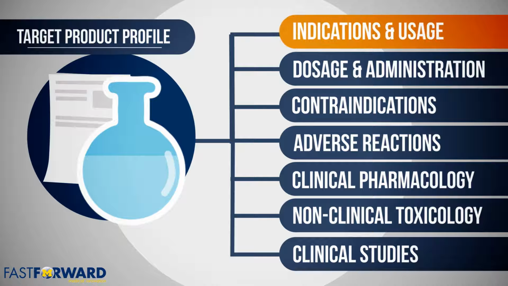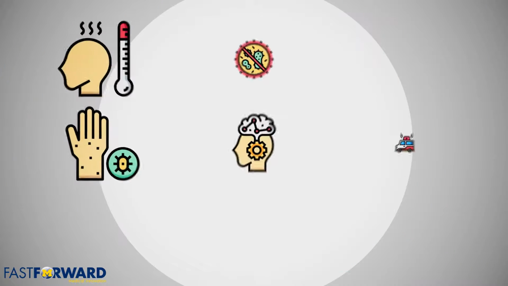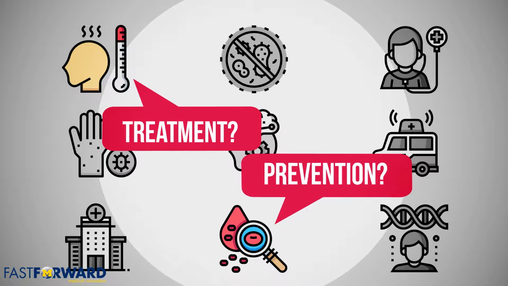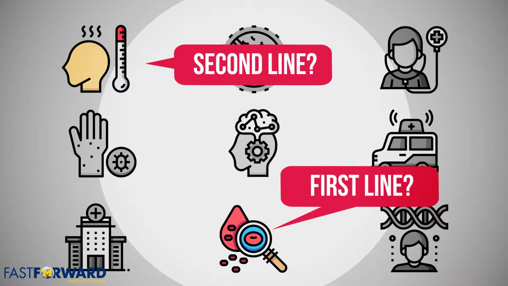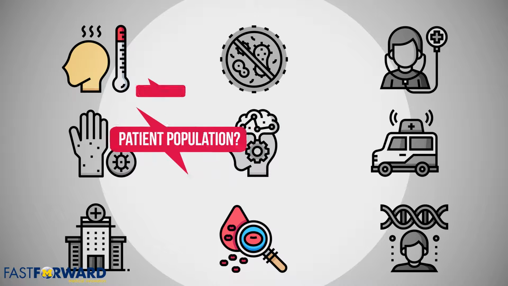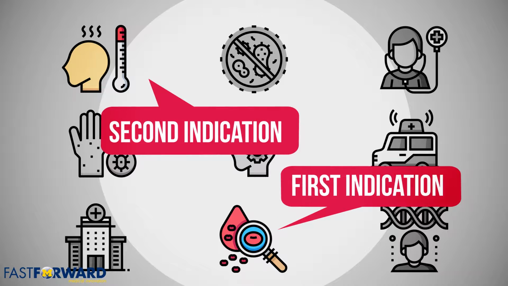First, indications and usage. Describe the disease or condition your product will treat. Be specific. Is it a treatment or prevention? Is it a first or second-line treatment? What is the specific patient population you'll target? There may be multiple potential indications for your therapy, so it will be important to identify the best first indication. This may be based on the size of the clinical problem or the potential development path.